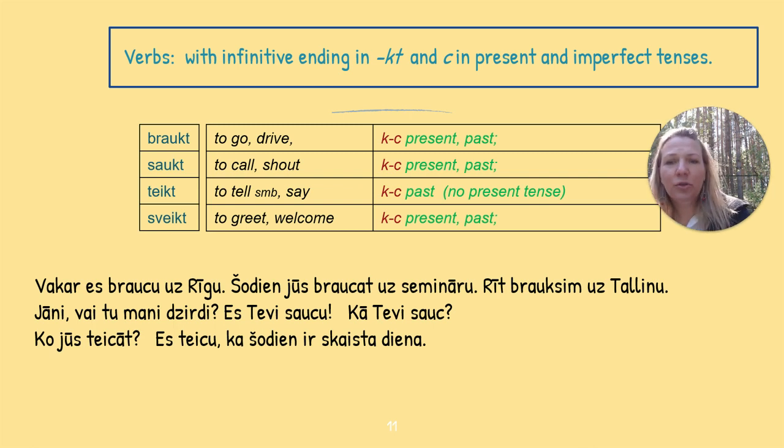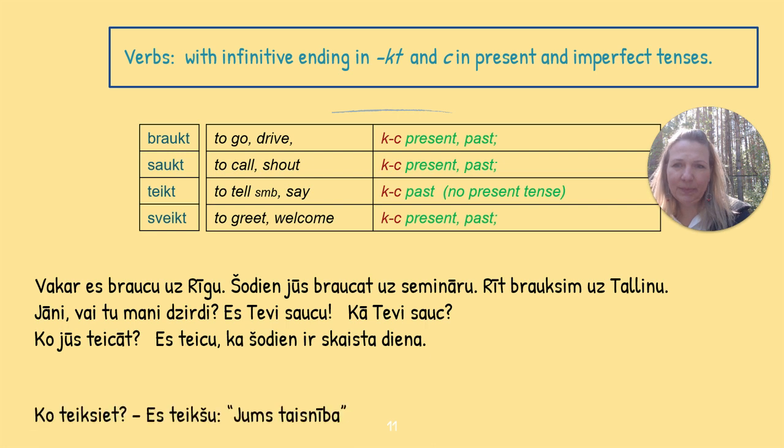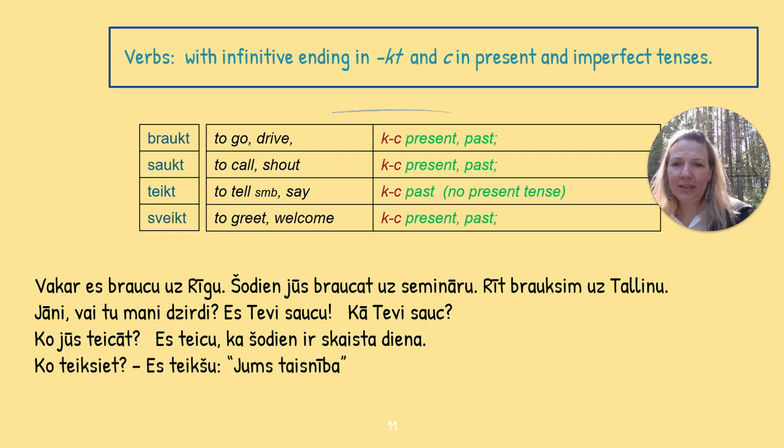Es teicu, ka šodien ir skaista diena. So I said it's a beautiful day today. Es teicu. Ko teiksiet? Future form. Ko teiksiet? What will you say? Es teikšu, jums taisnība. I will say, you are right.